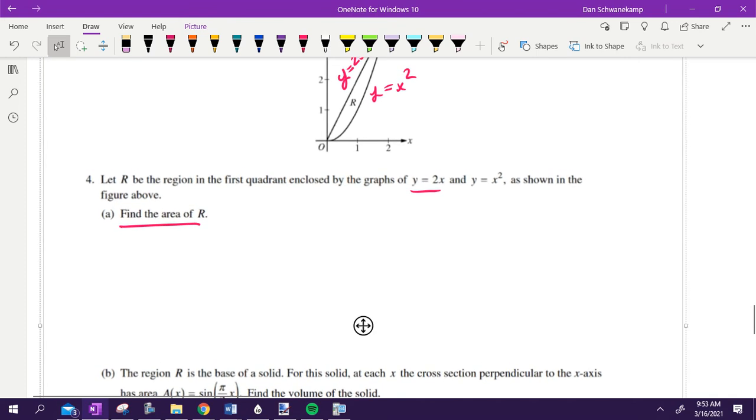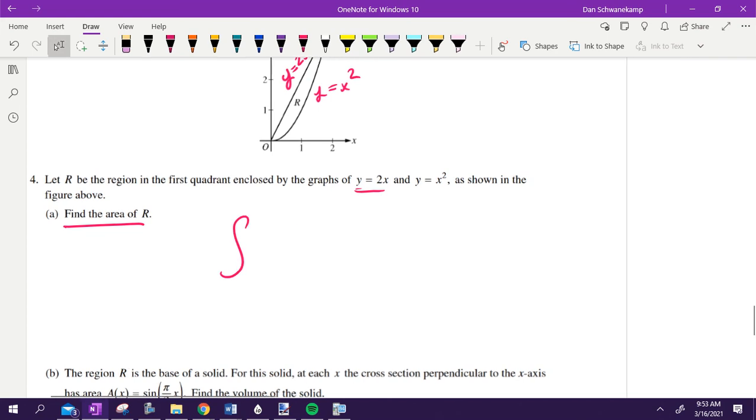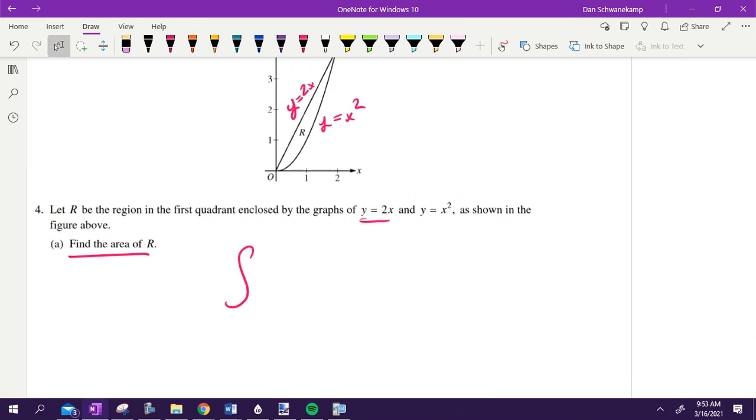Let R be the region in the first quadrant bounded by y equals 2x. And we're trying to find the area. How do you find area? Well, you integrate. We could make it a dy problem if you really wanted to, but nobody wants to do that. Everything's written in terms of x, so leave it in terms of x. We're going to go this way. It is a dx question.